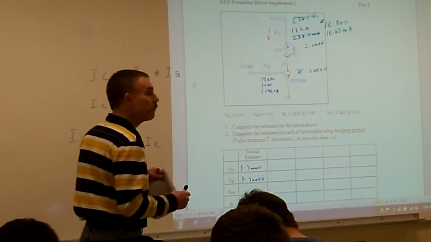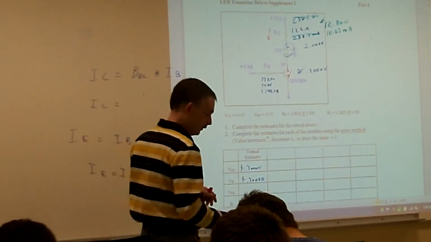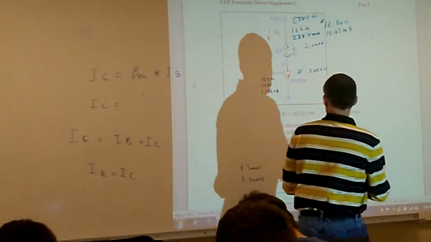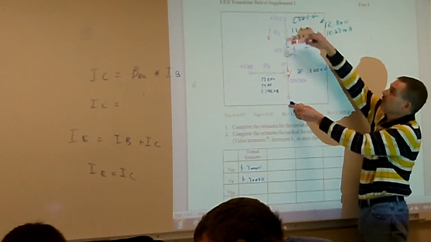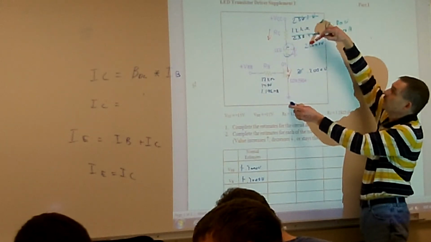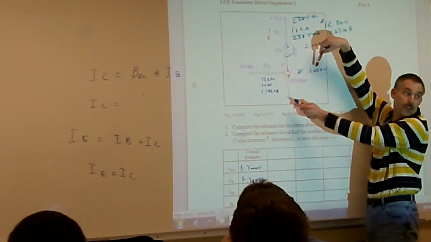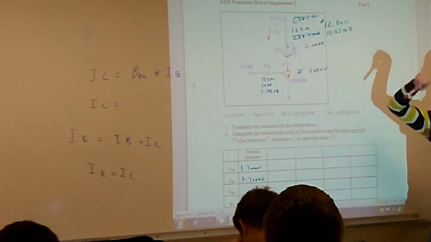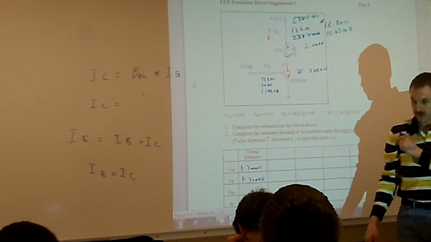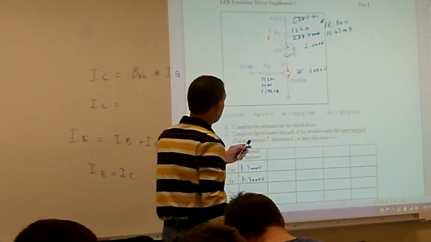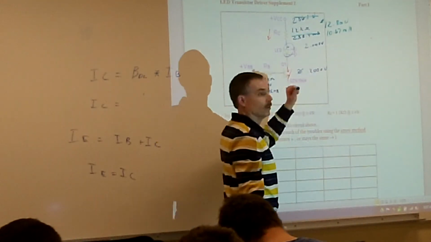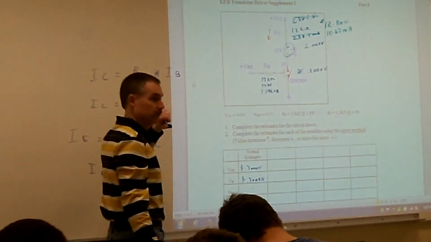If you put your black on ground and your red on the LED, going from here down, I would get a positive 2 volts plus a positive 0.2 volts. I'd get 2.2 volts. So you're just measuring across the LED and across my collector to emitter, because there is a slight voltage drop across my collector to emitter. So it'd be 2.2 volts. 2.2, okay. Yep.